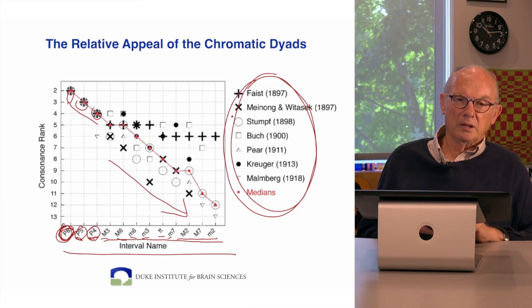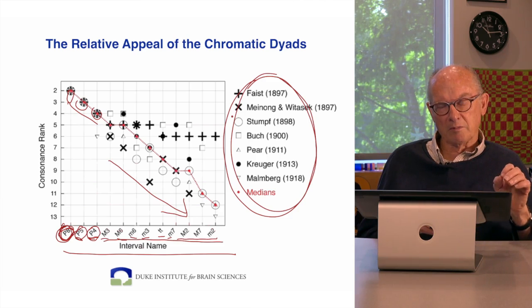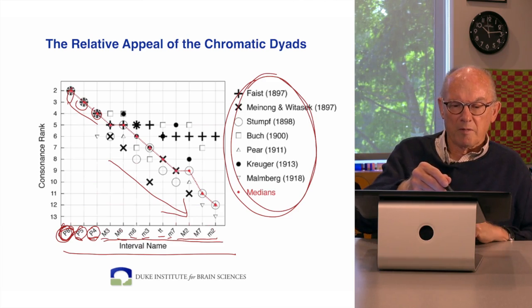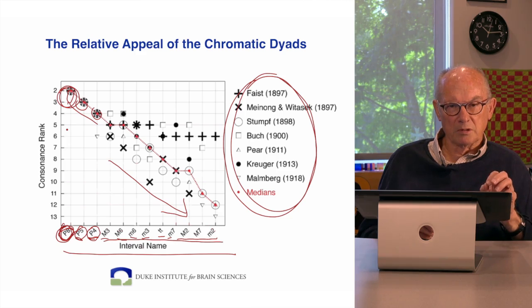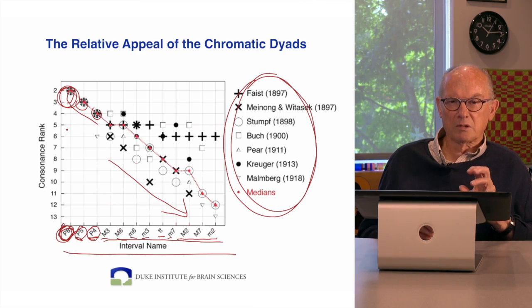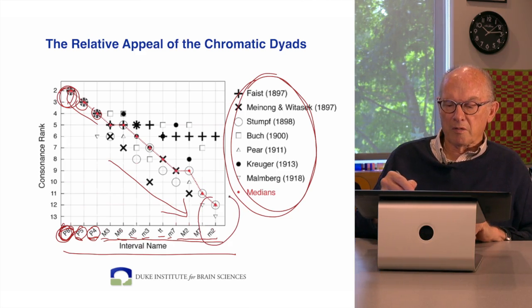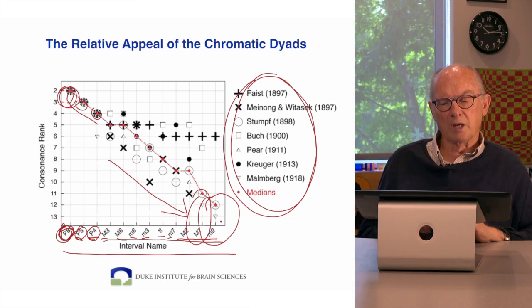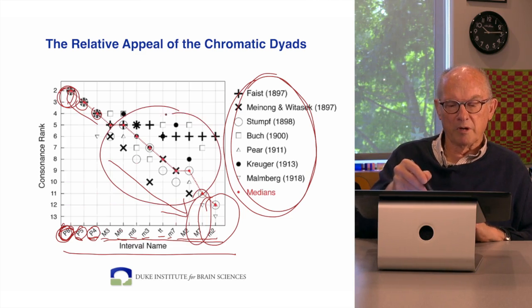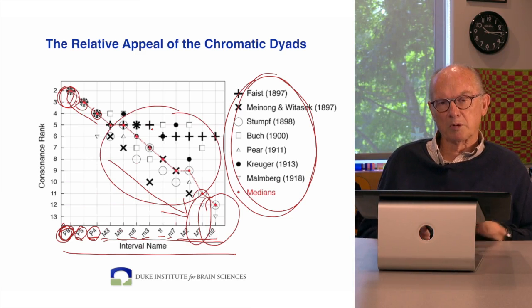people indicate as the tone that to them sounds best, unison or the octave, most consonant, and the tone that sounds most dissonant, which is the major seventh or the minor second down at the opposite end. But you can see that there's a huge amount of variation as people try to rank in some systematic way their appreciation of these less consonant tones.